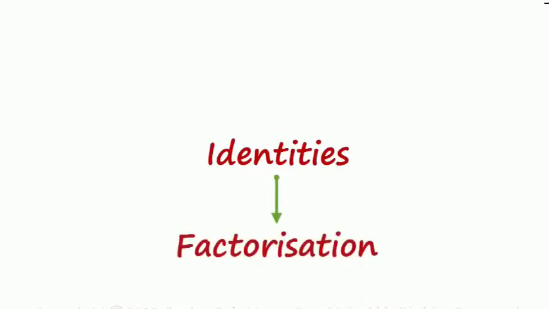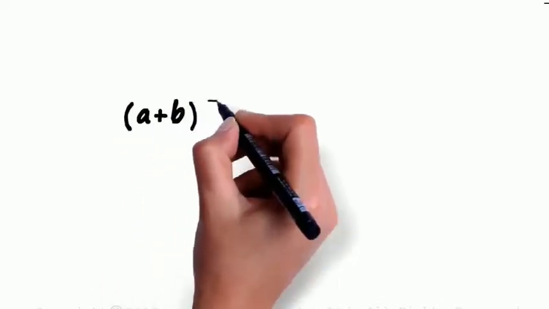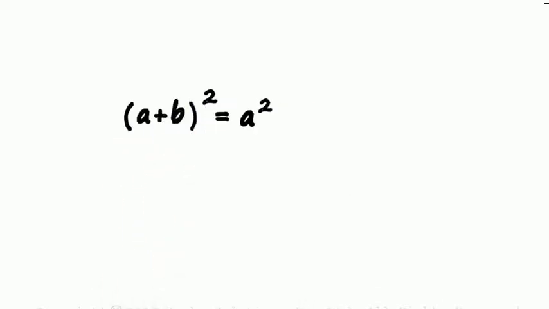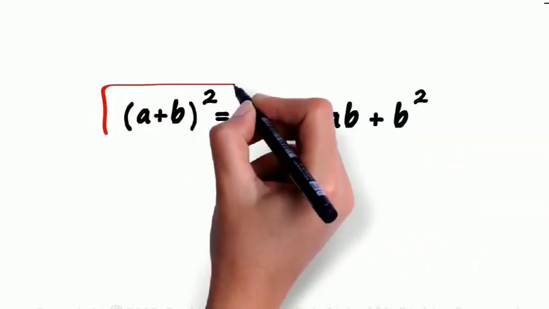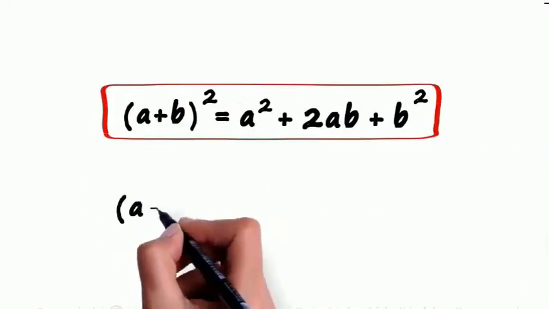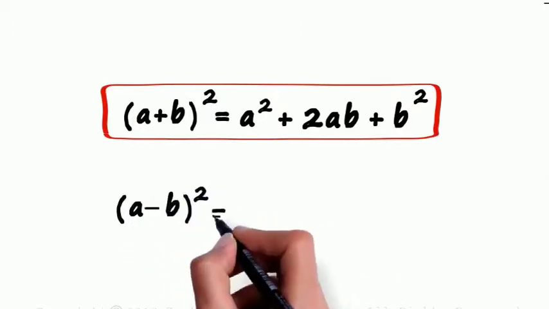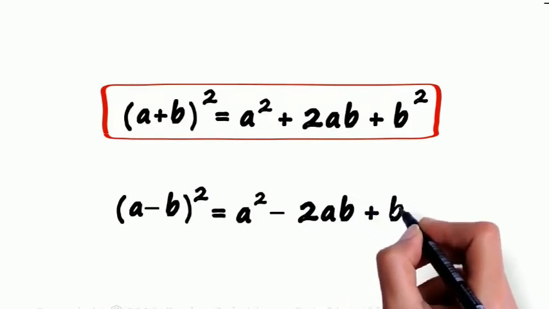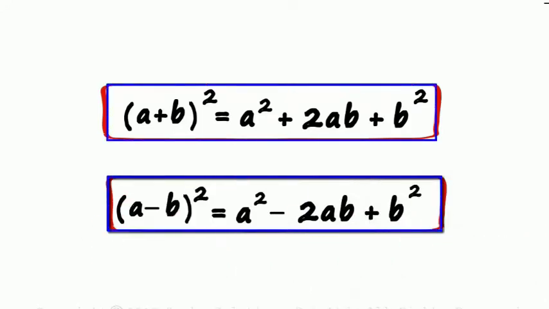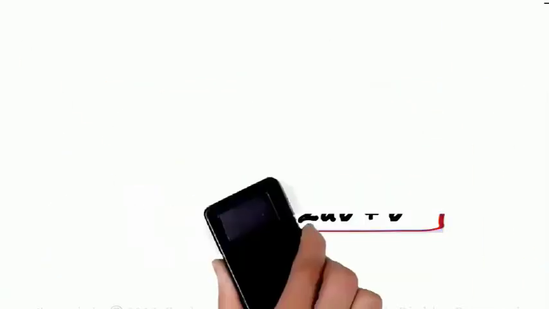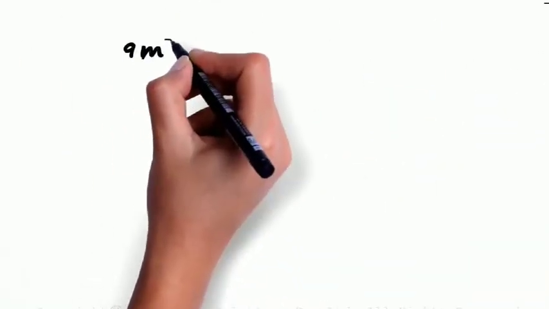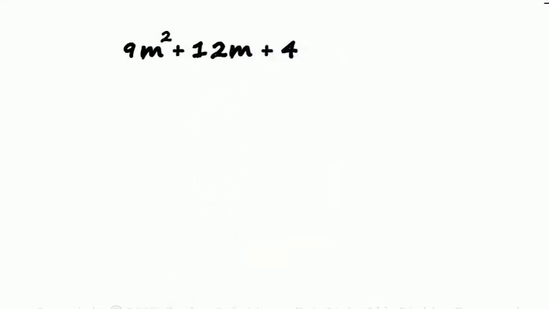Now, how are the special identities used to factorize the given polynomial? So we will learn this one also. Let's see some special identities: (a plus b) whole square, we can write it as a square plus 2ab plus b square. This is the identity, and the second one is (a minus b) whole square is equal to a square minus 2ab plus b square. Now we will learn how we apply these identities to factorize a polynomial. Just take a simple example, 9m square plus 12m plus 4. This is the polynomial we have and we need to factorize this.